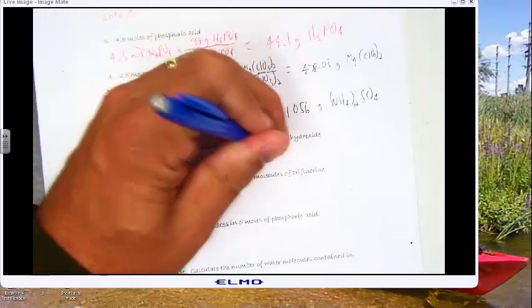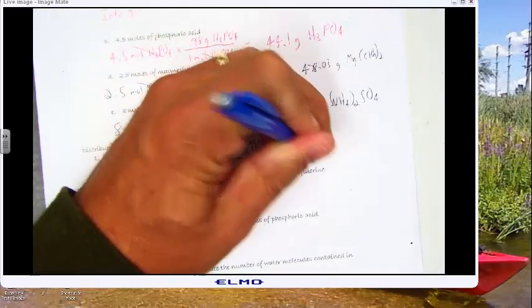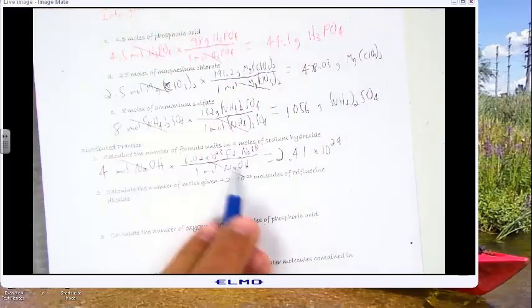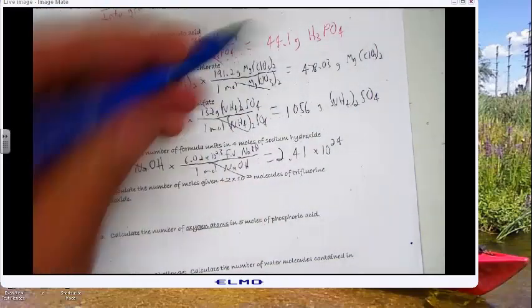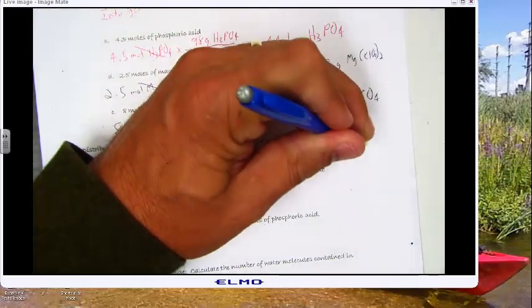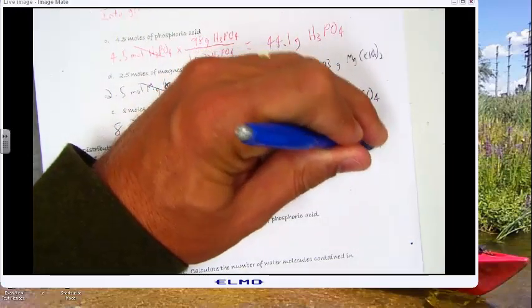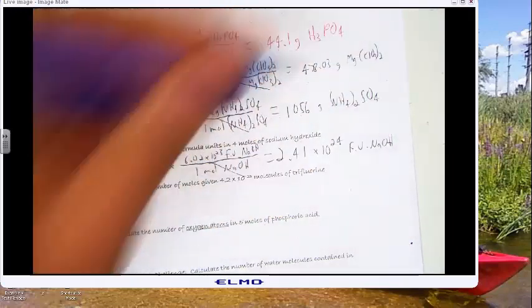E24, 2.41 times 10 to the 24th, and the units will be formula units of sodium hydroxide.